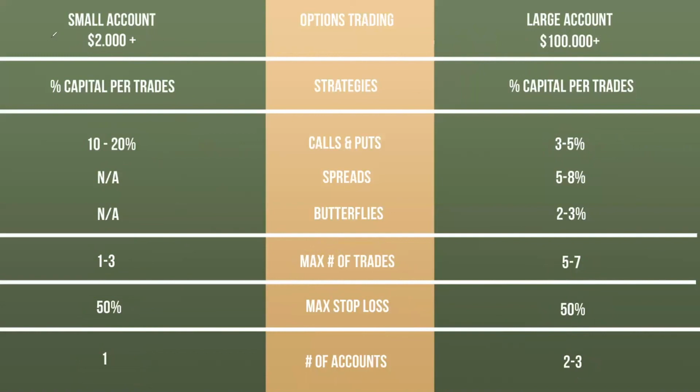You have to take a little bit more risk when you have a smaller account to grow it. And as you're growing it, you're adding new strategies like spreads and butterflies. You're not trading those in a small account. But once you get to a large account, now you can start utilizing those different strategies to earn additional income and revenue coming into that account.